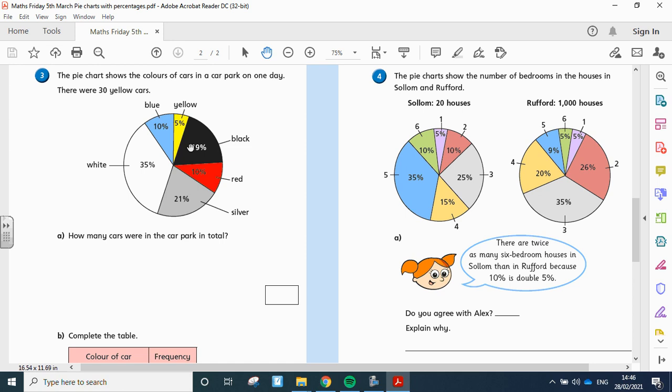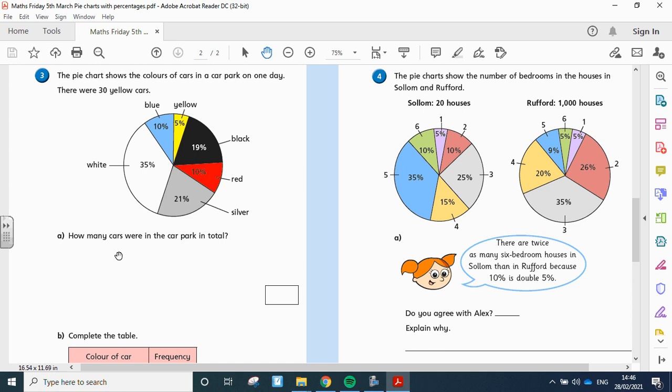So there were 30 yellow cars in the car park. How many cars were in the car park in total? So it's telling you that this section is worth 30 cars. So 30 is 5%. You should be able to work out then that 10% has got to be 30 times by 2, because 5% times by 2 is 10%. So 30 times by 2 is 60. That means 10% of our cars is 60.